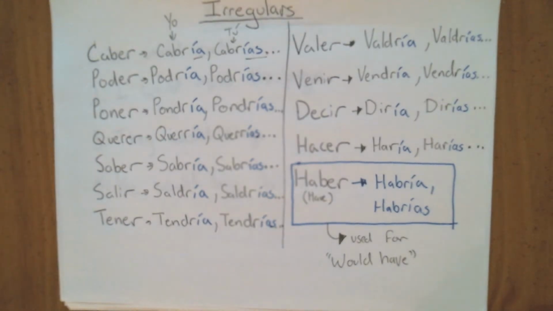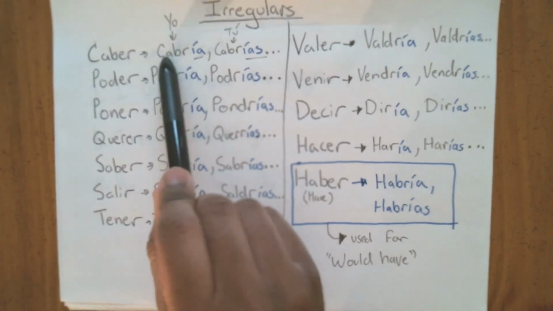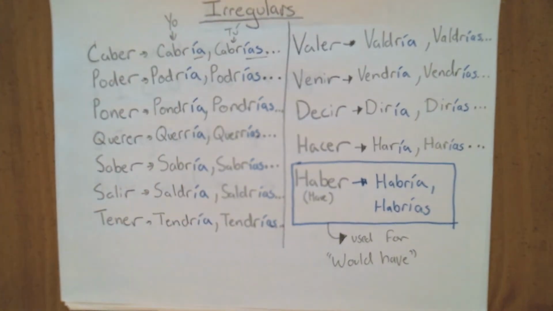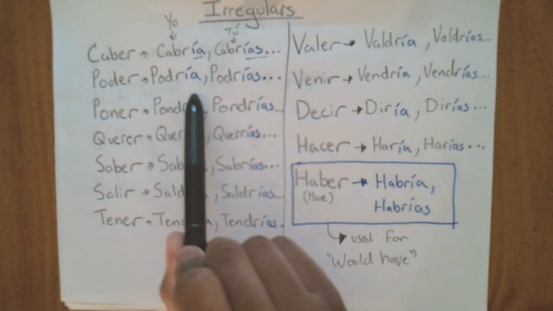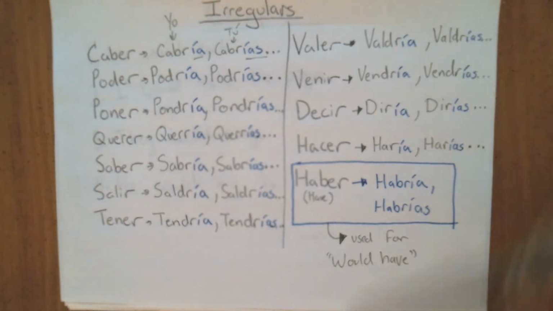Caber, meaning to fit. Cabría, meaning I would fit. Cabrías, meaning you would fit. And so on and so forth. All the endings follow the same pattern. It's just that it's not cabería, it's cabría. You drop the E. And so it's important to pay attention to these spellings when it comes to this list of verbs here. Poder, meaning to be able to.